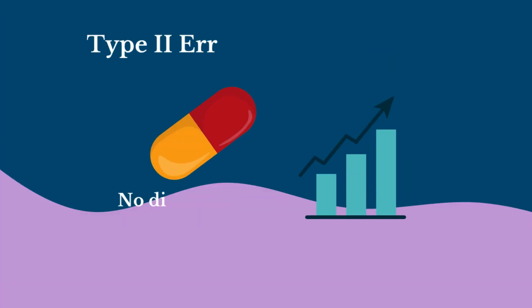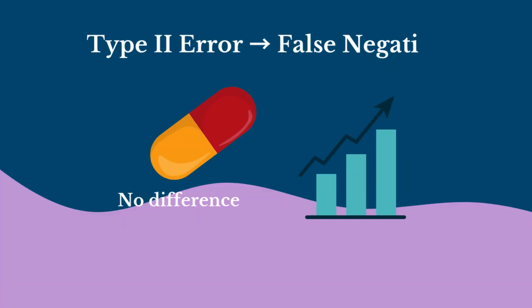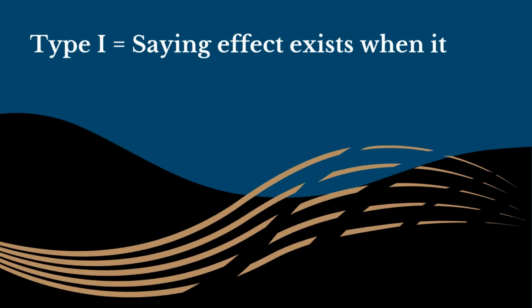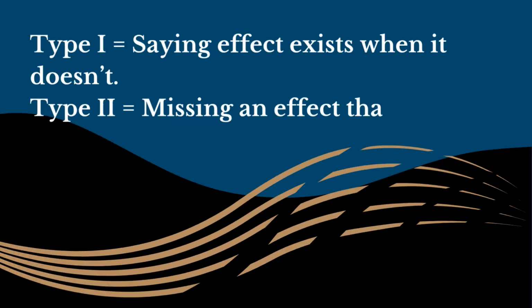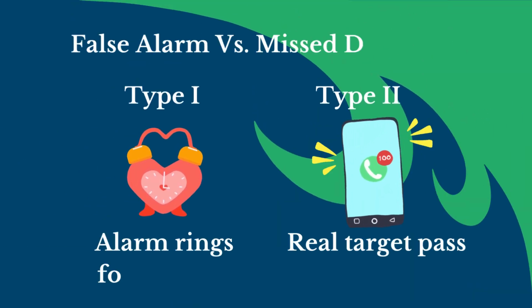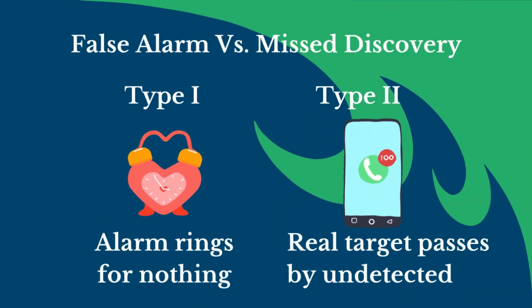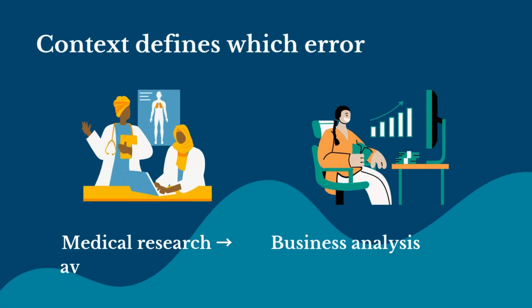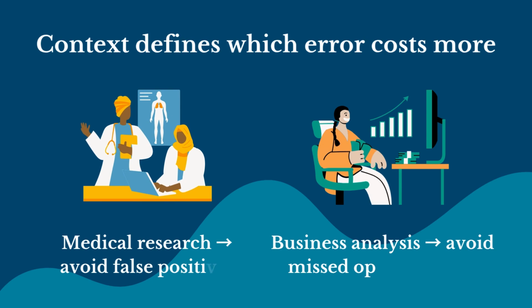A type 2 error, on the other hand, happens when we fail to reject a false null hypothesis. It is like saying a new medicine has no effect when in fact it does. That is a false negative. In simple terms, type 1 is a false alarm and type 2 is a missed discovery. Both are important, but which one matters more depends on context. In medical research, avoiding a false positive might be critical. In business, missing a real effect could mean a lost opportunity.